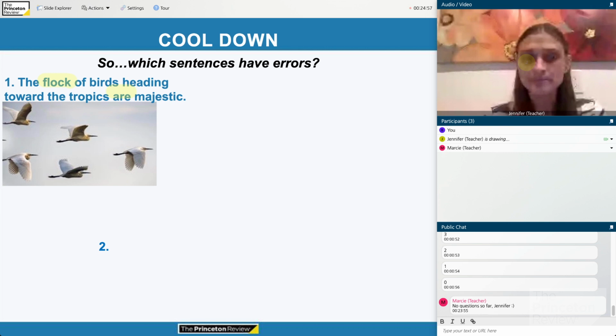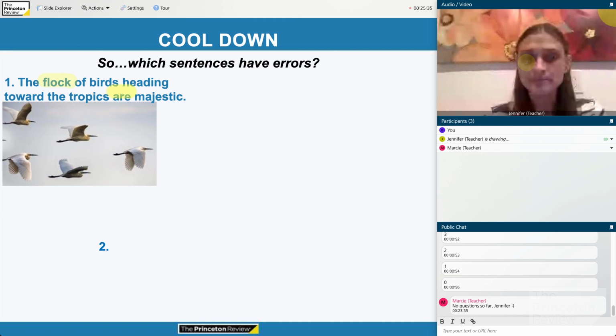Okay. And number 2, it's quite cold in Antarctica. Is there anything wrong with that one? If so, what is wrong with it? There's something pretty wrong with it. You are missing a capital letter. This word here, Antarctica, is a proper noun. It's a continent. It's a specific continent, so it's going to have a capital A.